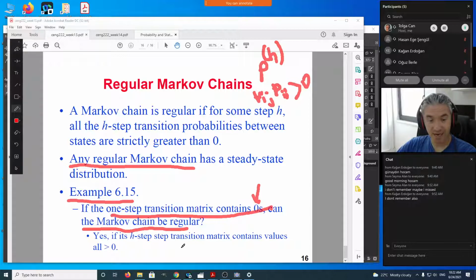It can still be regular if you look at this H-step transition matrix. Okay, the regularity is not determined by just checking one-step transition probabilities. At some H step, if it contains values all greater than 0, then it will be regular. But it may be difficult. You may ask here, how do we know what this H is going to be? Up until what step should we check whether there are non-zero entries? Especially if you have very large graphs, this may be difficult to figure out.